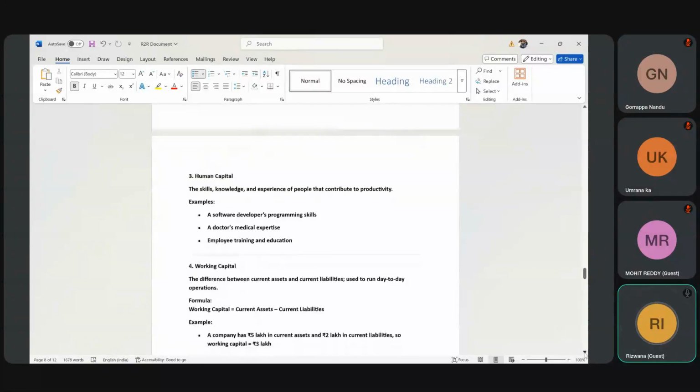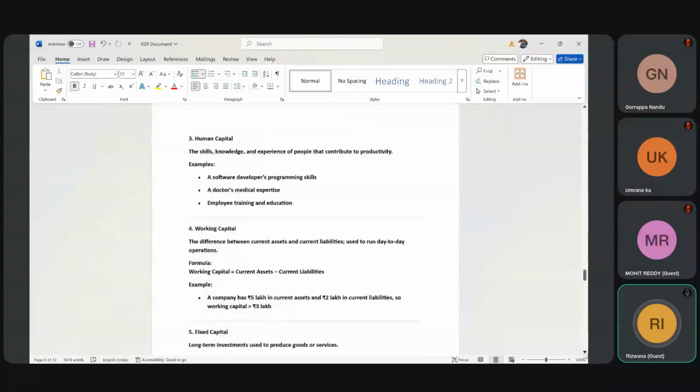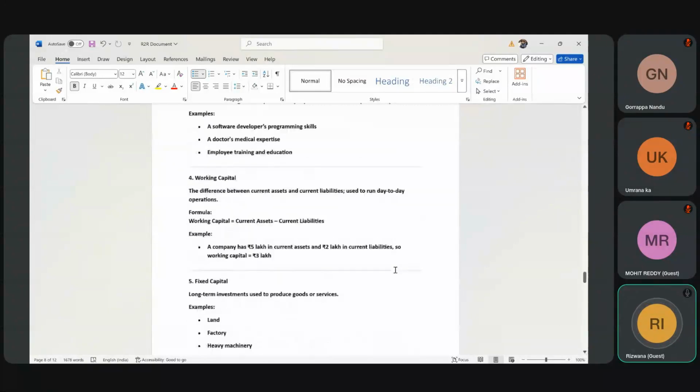And comes working capital. Working capital is the difference between current assets and current liabilities, used to run day-to-day business operations. We have a formula for this as well: working capital is equal to current assets minus current liabilities. For example, a company has 5 lakh in current assets and 2 lakh in current liabilities. So working capital would be the difference of 5 minus 2, that is 3 lakh.